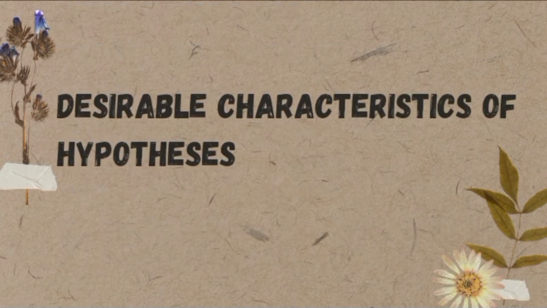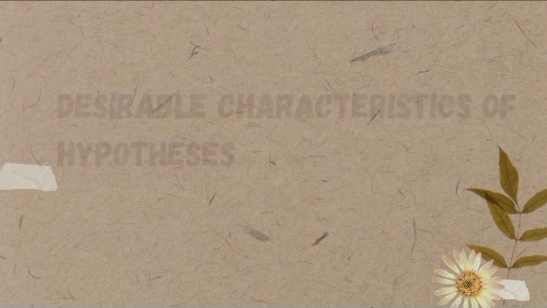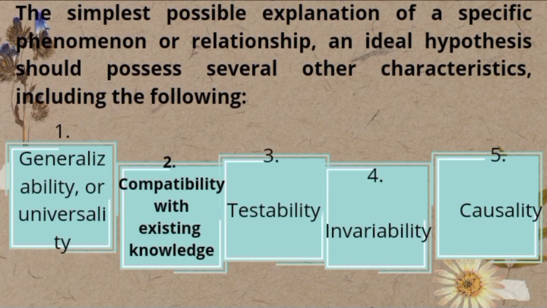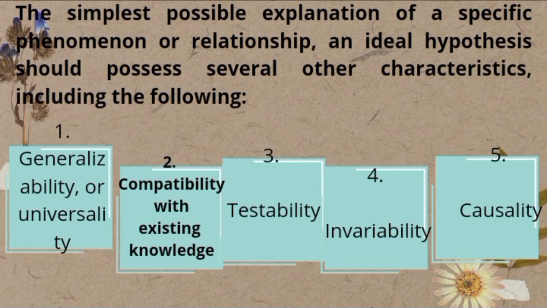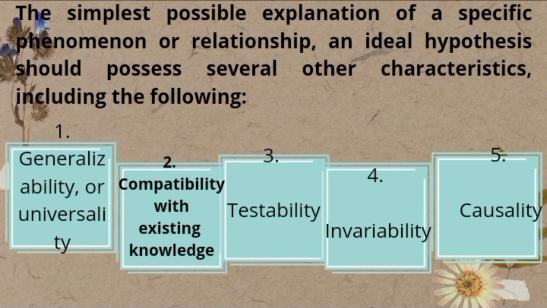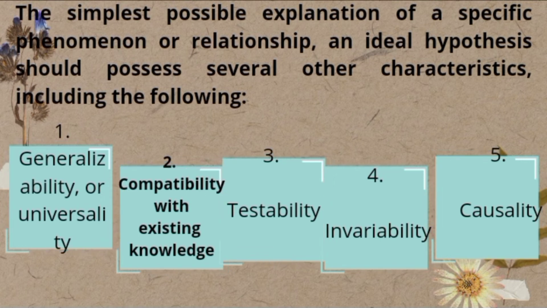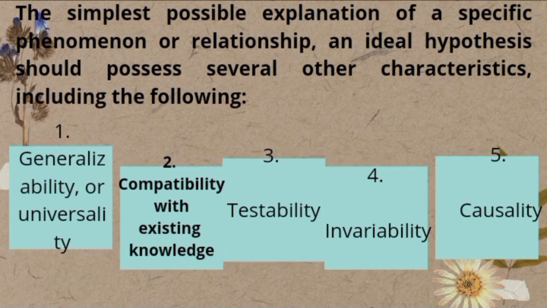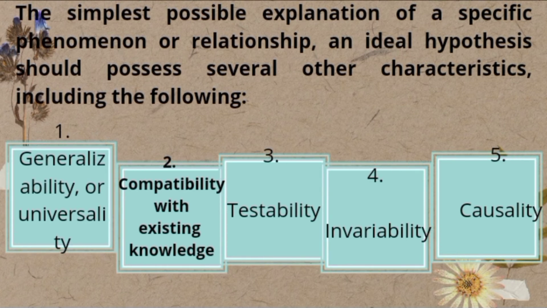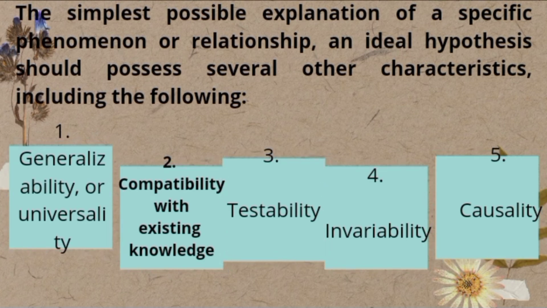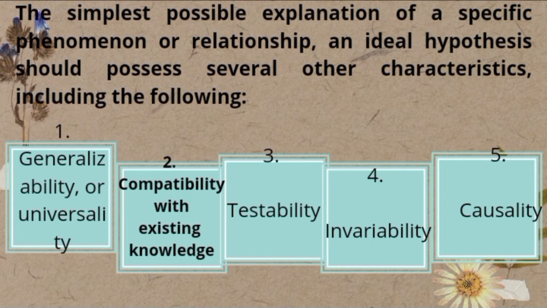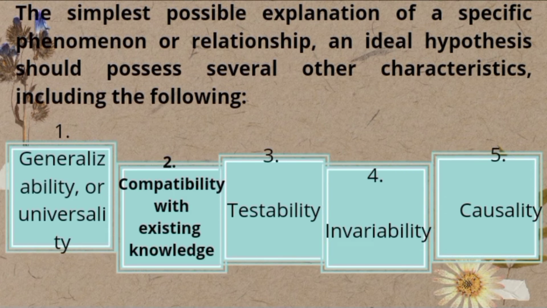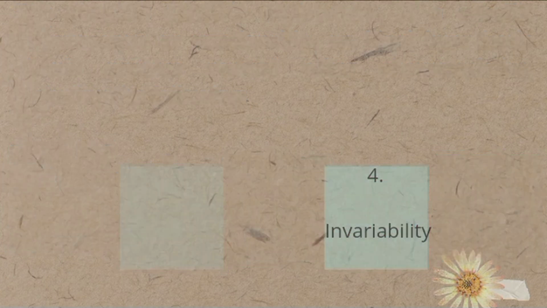Desirable characteristics of hypothesis. The simplest possible explanation of a specific phenomenon or relationship. An ideal hypothesis should possess several other characteristics, including the following. First, generalizability or universality. Second, compatibility with existing knowledge. Third, testability. Fourth, invariability. And the last one is causality.